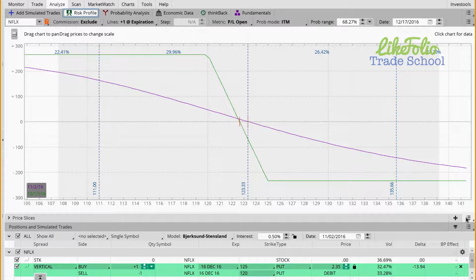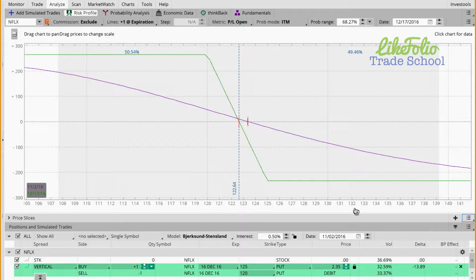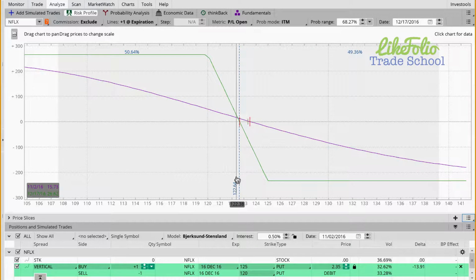First thing we want to do is go over here to this Show Actions menu, just to the right of that plus sign. Left click, Set Slices, Break Even, choose the 12/17/16 date. That takes away all the other slices, puts one slice on the break even of the trade. So where this trade meets the break even point. So the price at which this trade breaks even is approximately 122.54, 122.64. So 122.65, somewhere in that range.